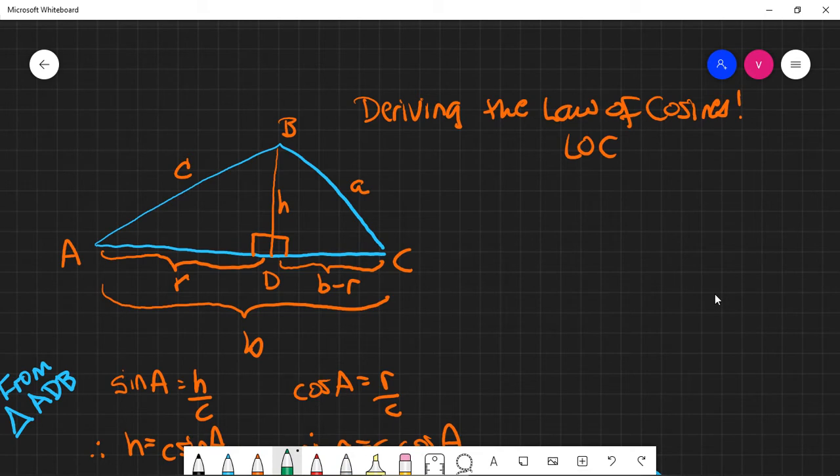So we're going to go over the law of cosines. I'm going to record this without a class so that you have something to look at. We're just going to cover the law of cosines today.